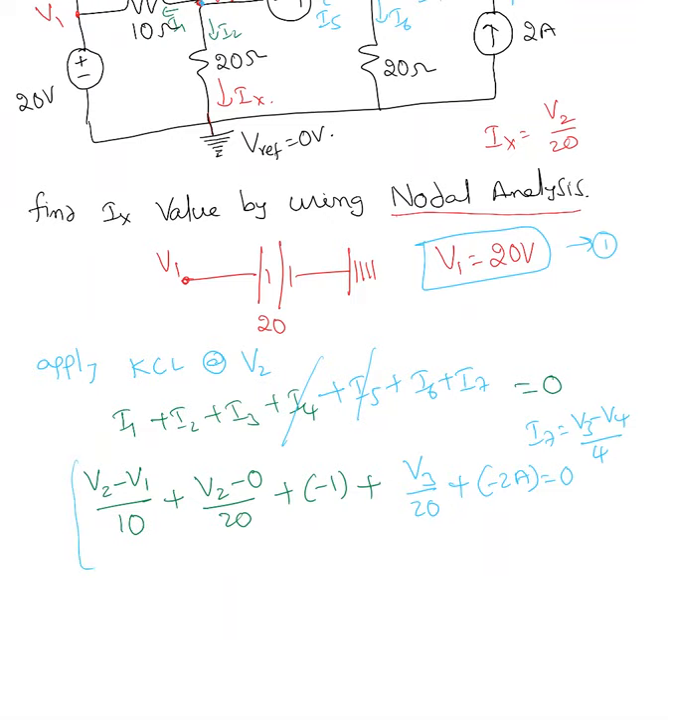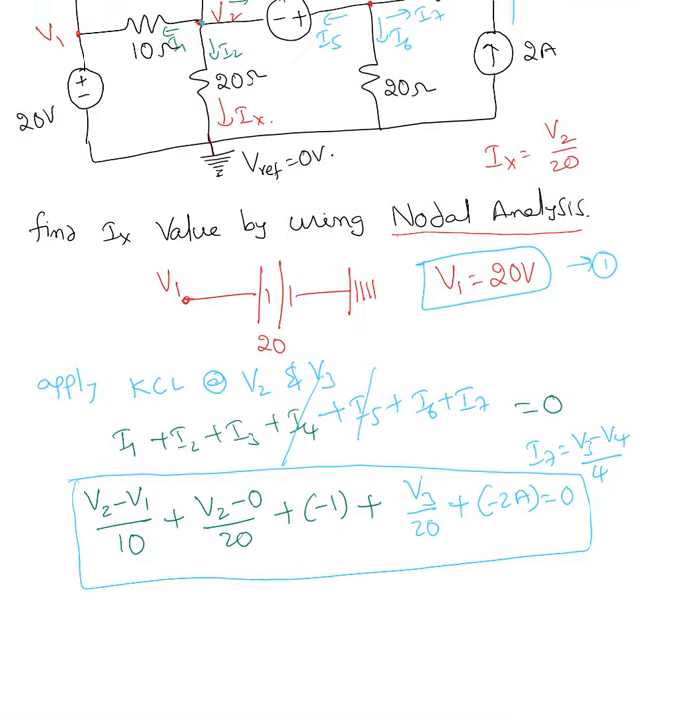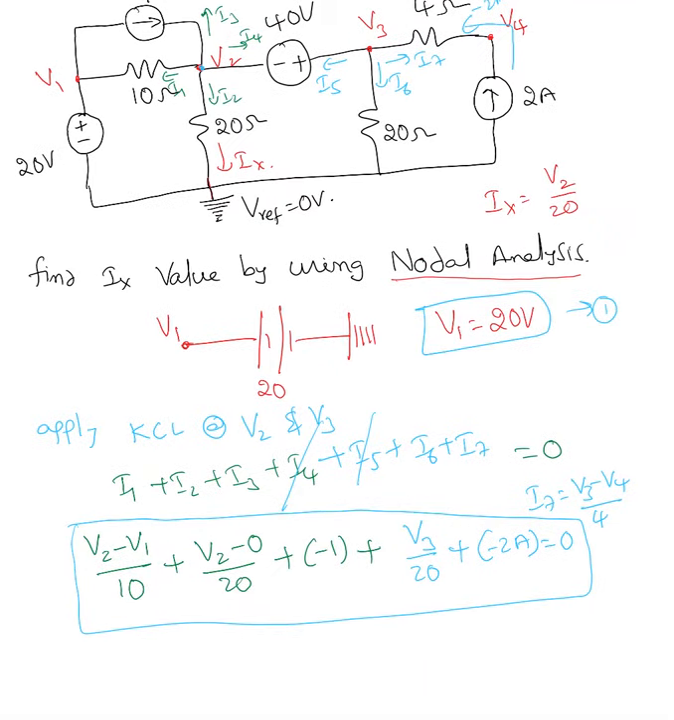Okay, this is a big equation. When there is a supernode, we apply KCL at V2 and V3 together. Okay, we're doing it as a supernode. Now, at a supernode, there are always two equations. One equation is going to be big like this. Another equation is a small equation: V3 minus V2 equals 40 volts. Okay, this is the small equation. So at every supernode, you will end up having two equations. Let me solve this offline.